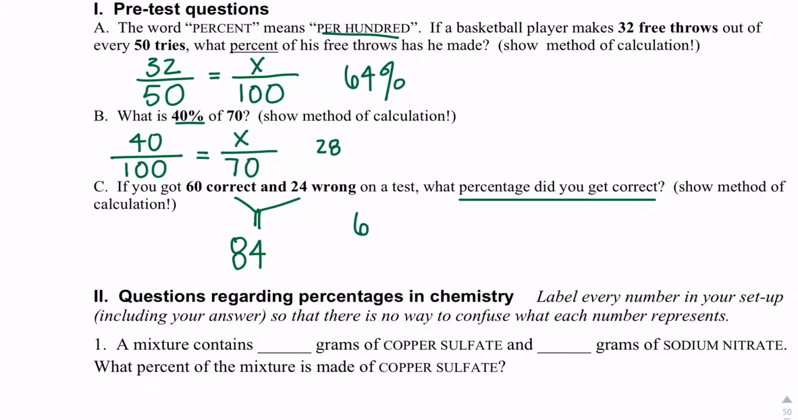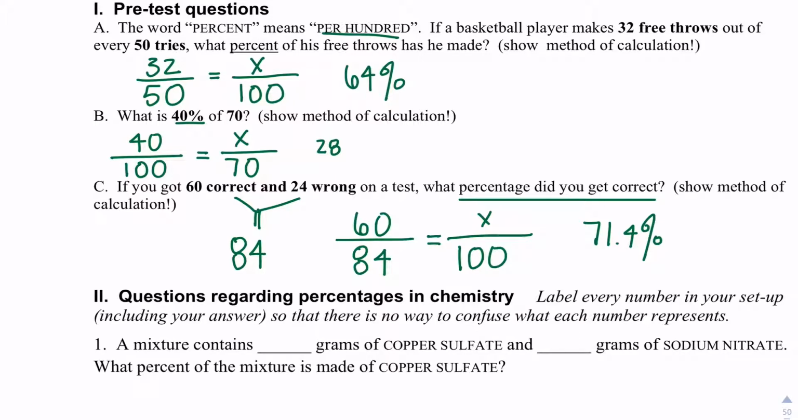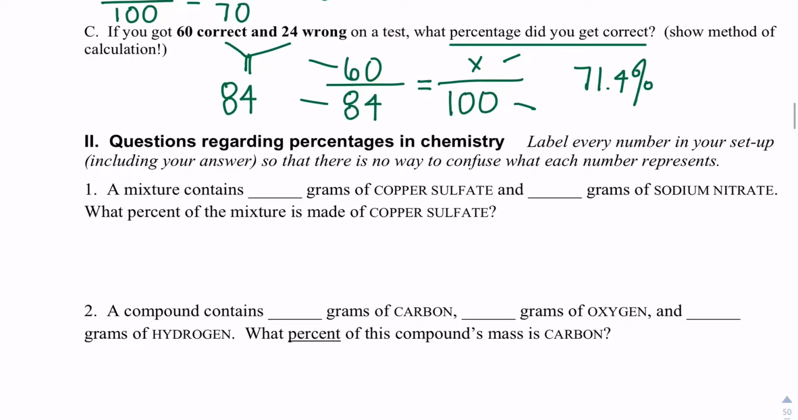So you got 60 correct out of 84. How is that proportionally equal to some amount over 100%? Because that's what we're looking for. And if you do this math here, you would end up with a 71.4% on the test. Because you got 60 out of 84 correct. That is equal to some amount out of 100. Percents are just proportions in the same way that we do other proportions.